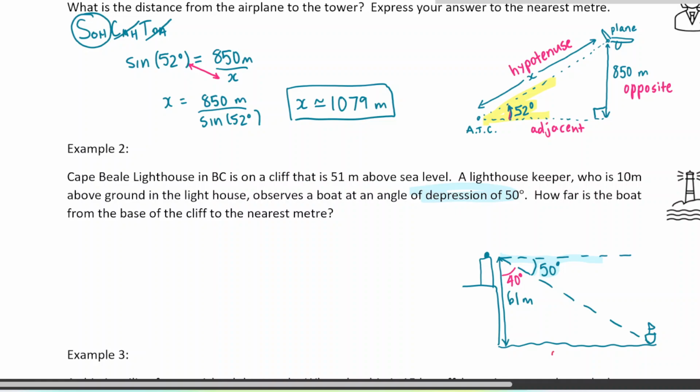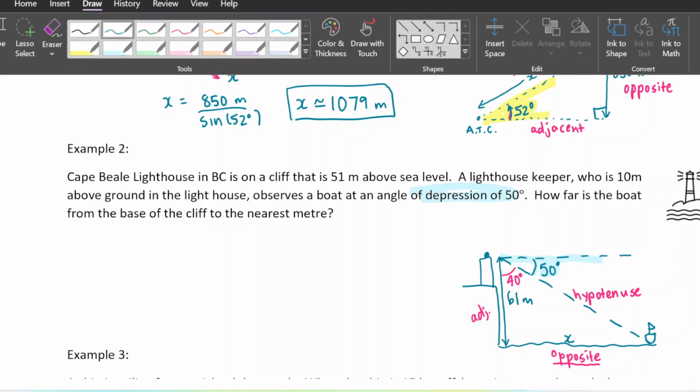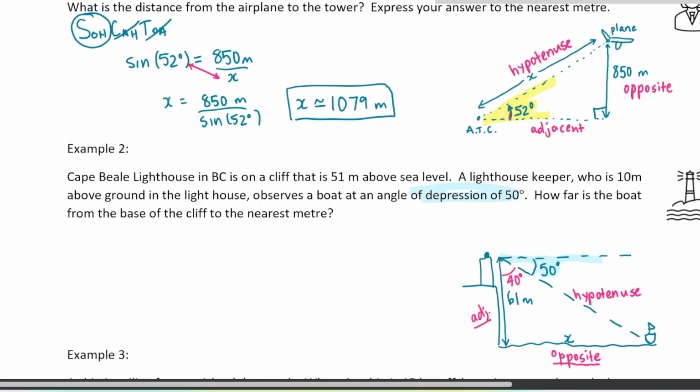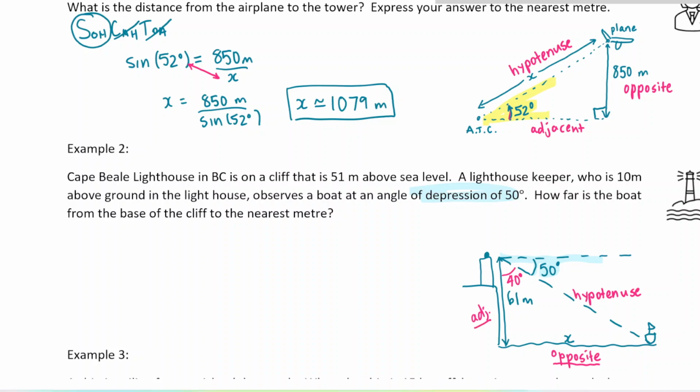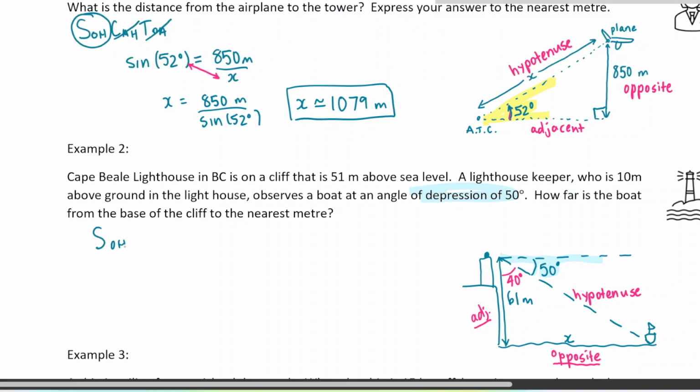Okay, so let's label everything. So this would be the opposite side. This would be the adjacent. And this would be the hypotenuse. So in this case, we want to find the opposite side. I'm going to label that with X, because it says find the distance the boat is to the base of the cliff. So that would be the X there that I'm trying to find. So I'm concerned with the opposite side here and the adjacent side. I don't so much care about the hypotenuse in this scenario. So when I write out SOHCAHTOA, I'm looking for the ratio that does not involve hypotenuse. So I'm going to use the tangent ratio, which involves the opposite and the adjacent.